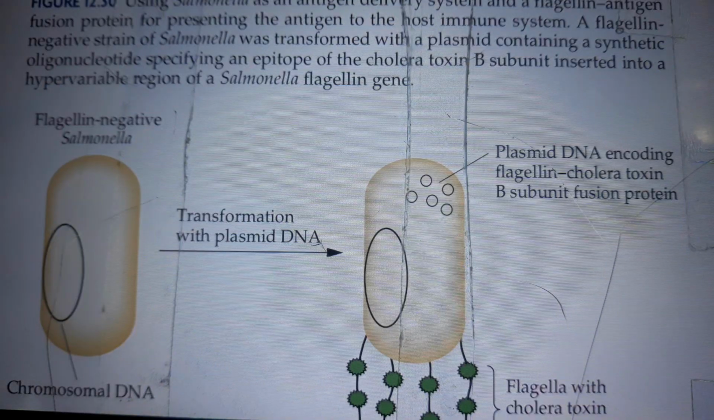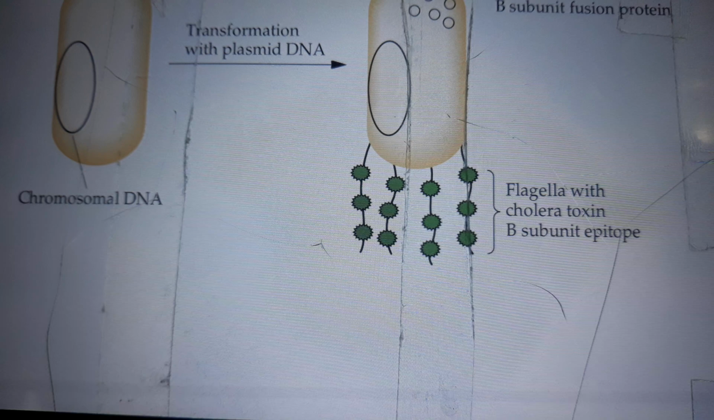Figure 12.30 shows using Salmonella as an antigen delivery system, with a flagellin antigen fusion protein for presenting the antigen to the host immune system. A flagellin-negative strain of Salmonella was transformed with a plasmid containing a synthetic oligonucleotide specifying an epitope, the cholera toxin B subunit, inserted into a hypervariable region of Salmonella flagellin. You have the flagellin-negative Salmonella, transformation of plasmid DNA encoding the flagellin cholera toxin B subunit fusion protein, chromosomal DNA. Then you have flagella with the cholera toxin B subunit epitope.